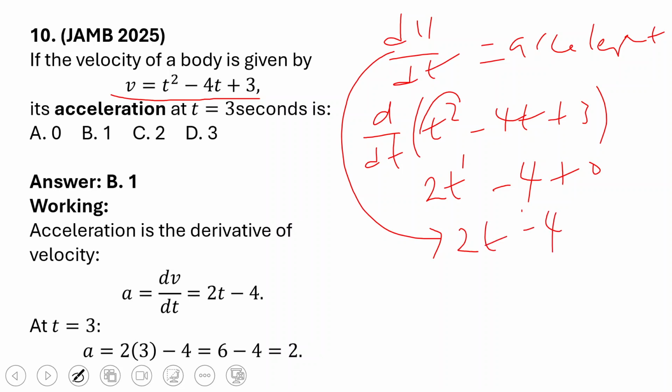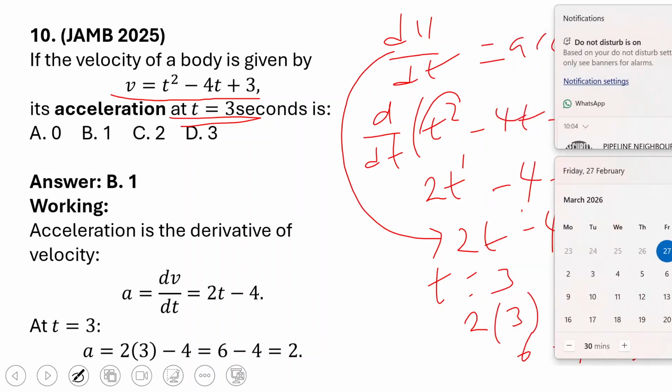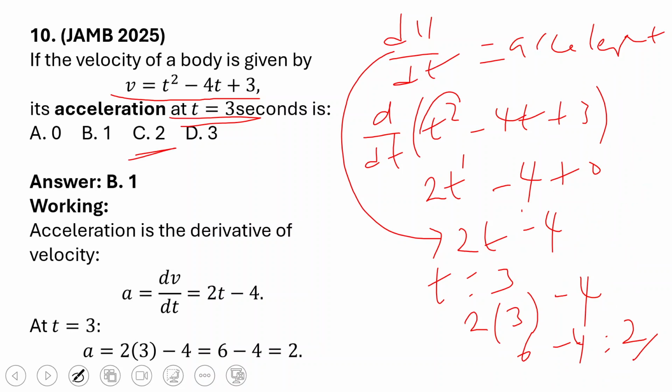So at this point we are asked to put t equals 3. This is where we're asked to do that. You understand? So we're going to put it there. So 2 into 3 then minus 4. 2 times 3 is 6 minus 4. The answer will give me 2. So 2 is option C.